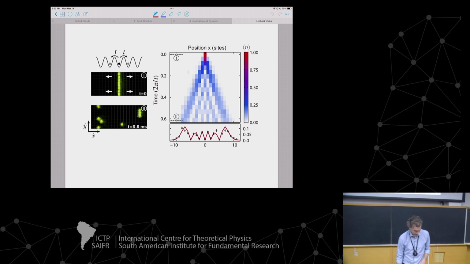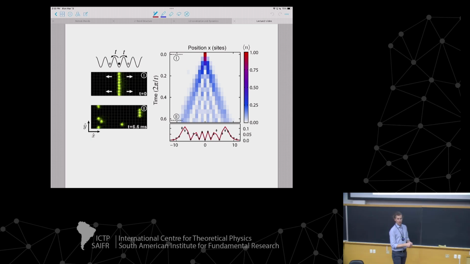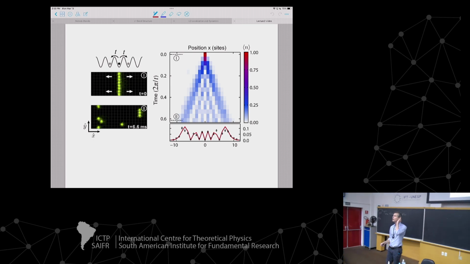Okay. So when thinking about this kind of experiment, all we have to measure is position. We have to measure, yeah.